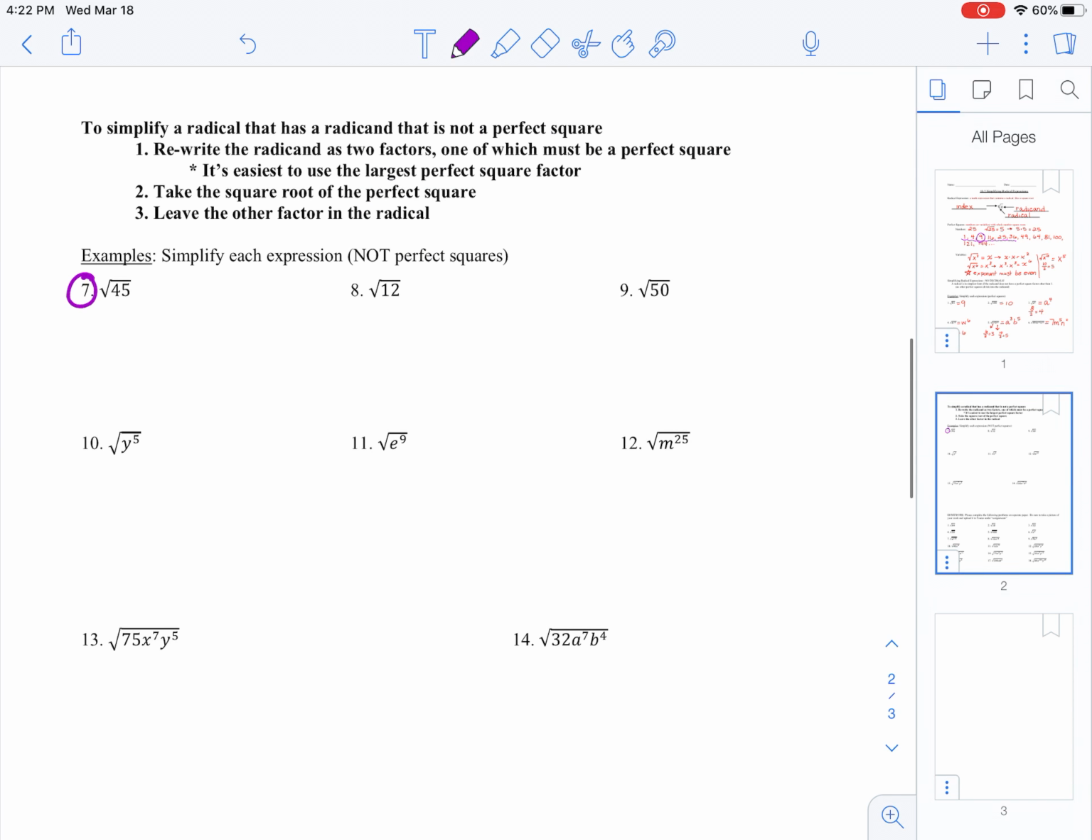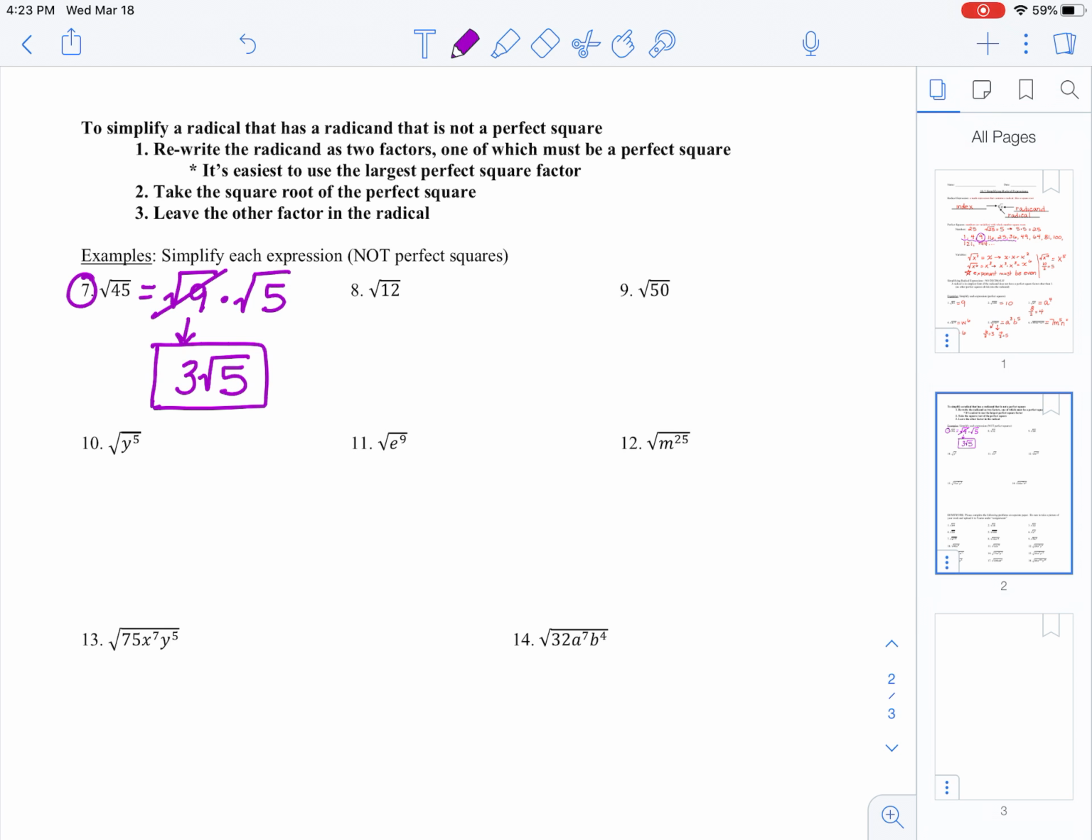So I'm going to take the square root of 45 and rewrite it as the square root of 9 times the square root of 5. 9 times 5 is 45. 9 is a perfect square number. Now I can take the square root of 9. We know the square root of 9 is 3. If I were to take the square root of 5, I would get a decimal. And when we simplify radicals, we're not allowed to get a decimal. So I'm just going to leave the square root of 5 next to it. My answer here is 3 root 5.